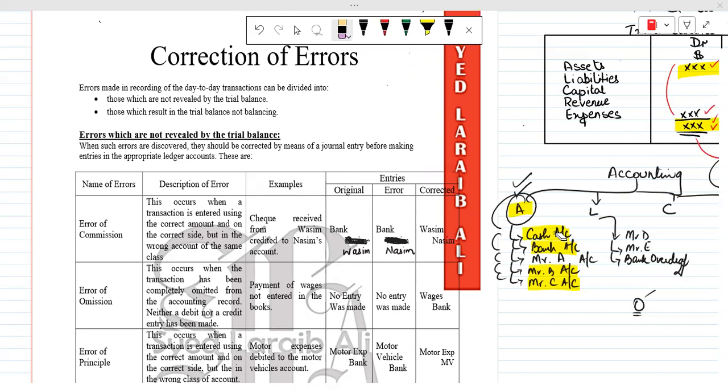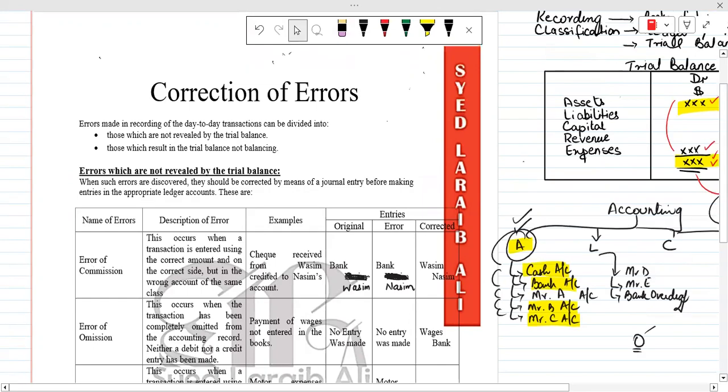Today, we are going to start a topic of correction of errors. Guys, you already know that during the recording of transactions, there are certain chances of making errors by an accountant. It means that when he records those transactions, there are chances that due to the pressure of work or due to insufficient time, he may make such errors in recording the transactions.